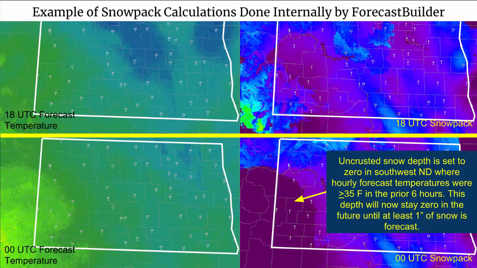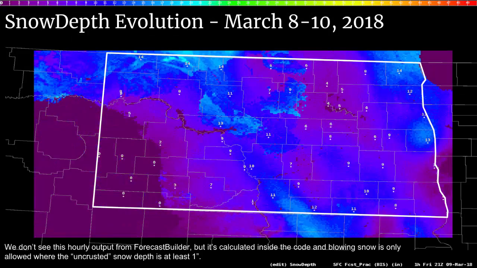At 18Z, temperatures are still expected to be below freezing, but they are forecasted to warm into the upper 30s by 0Z. Based off the temperatures during the afternoon hours, greater than or equal to 35 degrees, the snow depth grid is set to 0 during the hour that occurs and will stay that way until at least 1 inch of snow is forecasted.